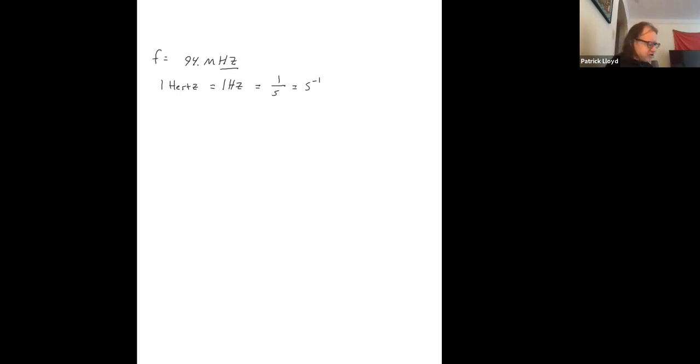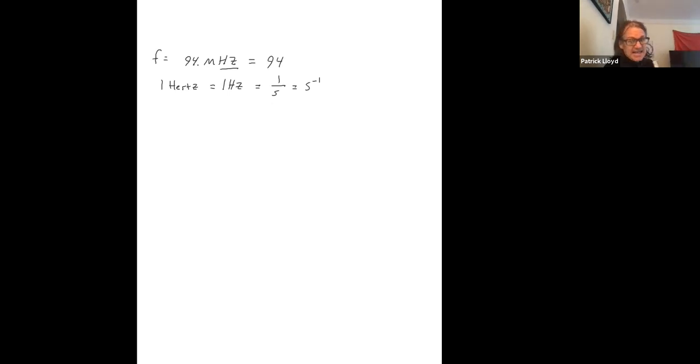We're just giving a name to it. So 1 over seconds, or reciprocal seconds, is a hertz. So no big deal. That means it might be useful when you do the calculation for dimensional analysis purposes to call this 94. Now, what's mega?